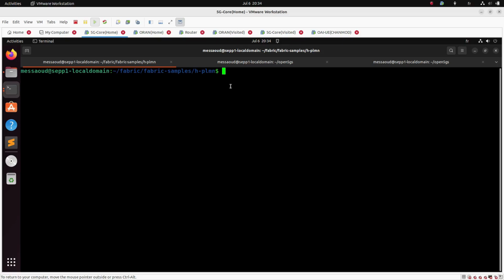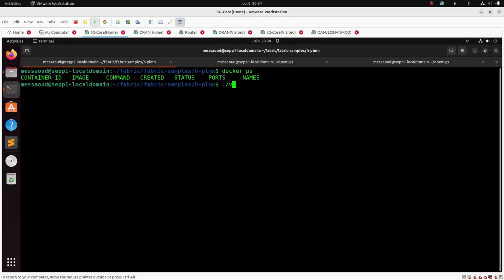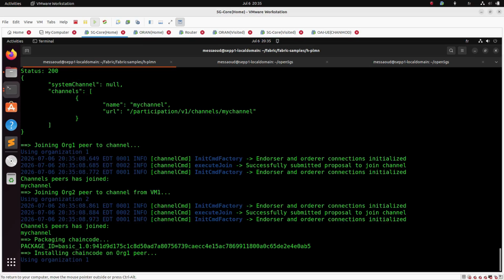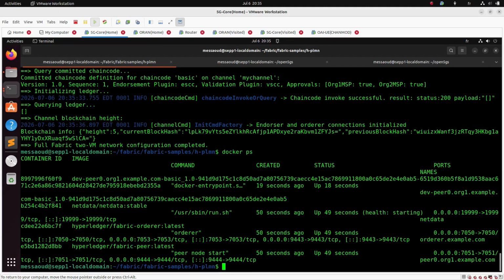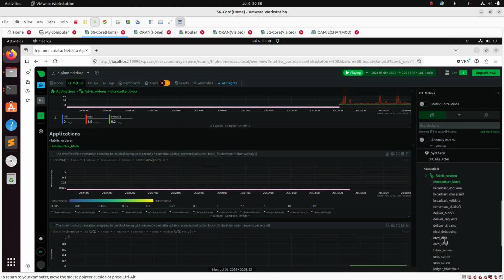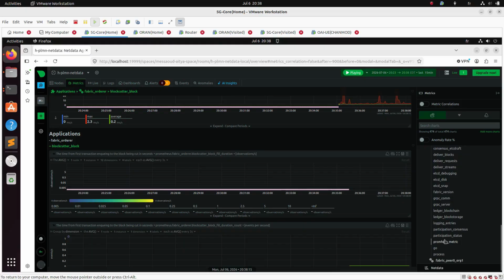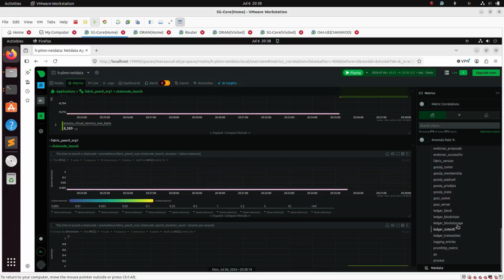We begin by verifying that no blockchain peer is running using docker ps. We then deploy the Hyperledger Fabric network with one peer per PLMN and one orderer node running the wrapped consensus. As you can see, all blockchain components are now up and running as Docker containers, and we monitor blockchain metrics in real time with Netdata.